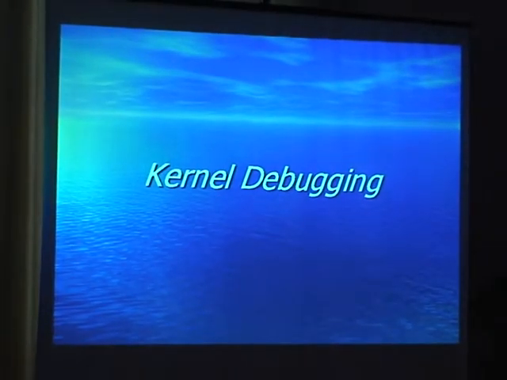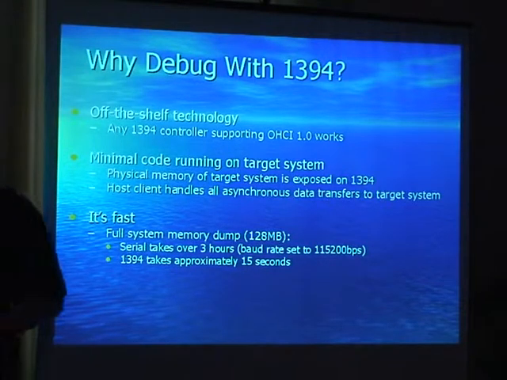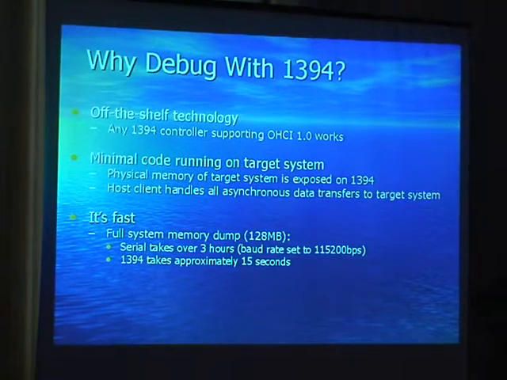And so, kernel debugging. We selected 1394 FireWire for a number of reasons. One, it's off-the-shelf technology. It's available. It's on most of the modern machines these days, although I understand it's going away maybe in 3 to 5 years. Hasn't it been replaced by USB 2? I think you have to mention the library using FireWire.